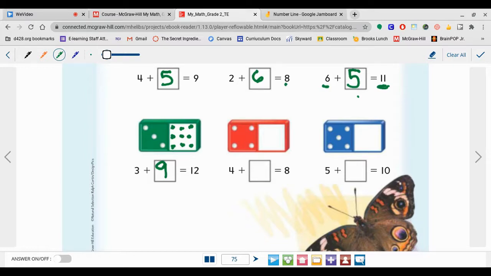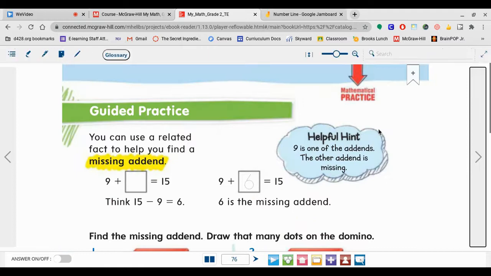My red one, I start with 4. I want to stop when I get to 8. So 5, 6, 7, 8. How many did I draw? I drew 4. And our last one is our blue domino. I'm going to start with 5, and I want to stop when I get to 10. So 5, 6, 7, 8, 9, 10. I needed 5 more dots to get to that 10. This is what we're going to be working on today. So let's go ahead and go to page 76.